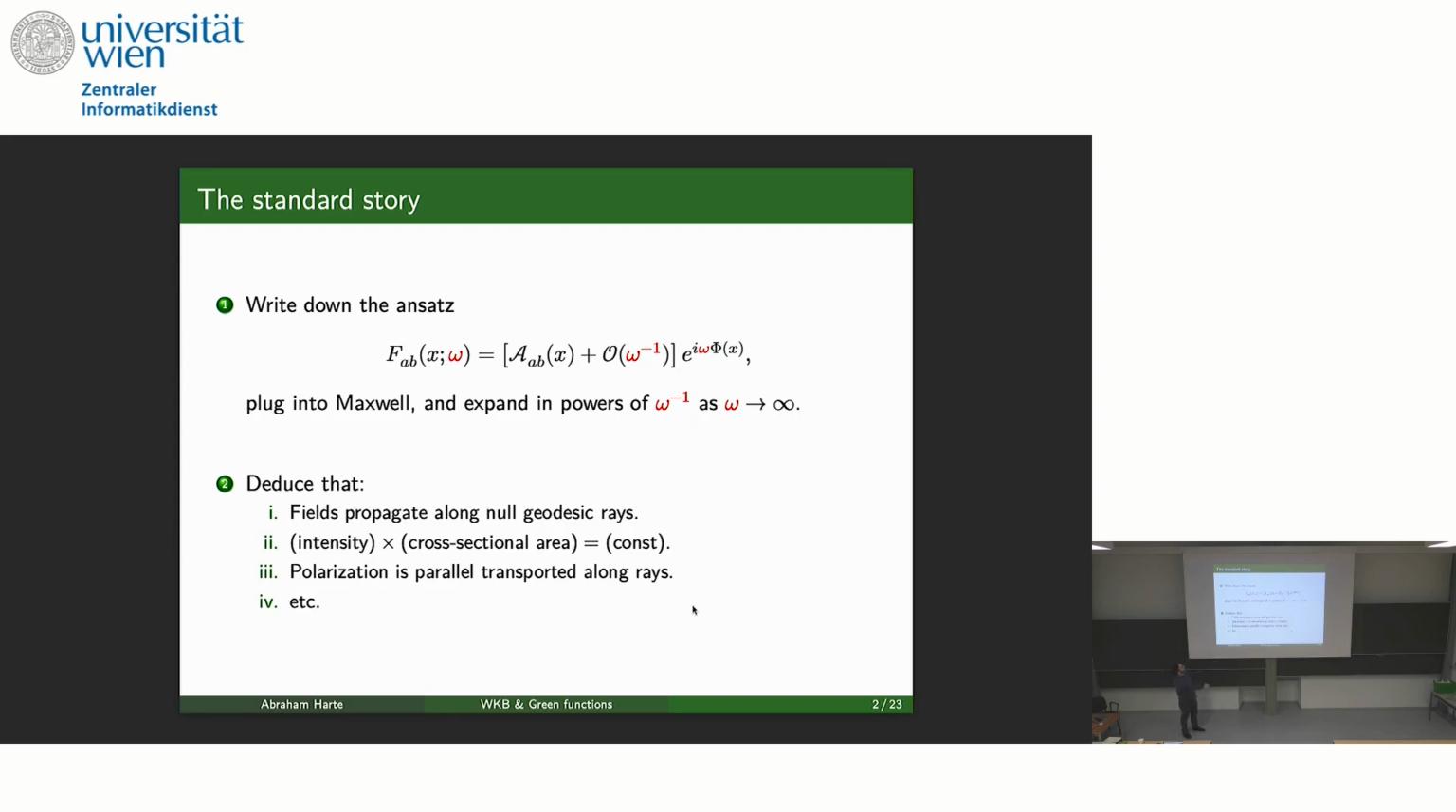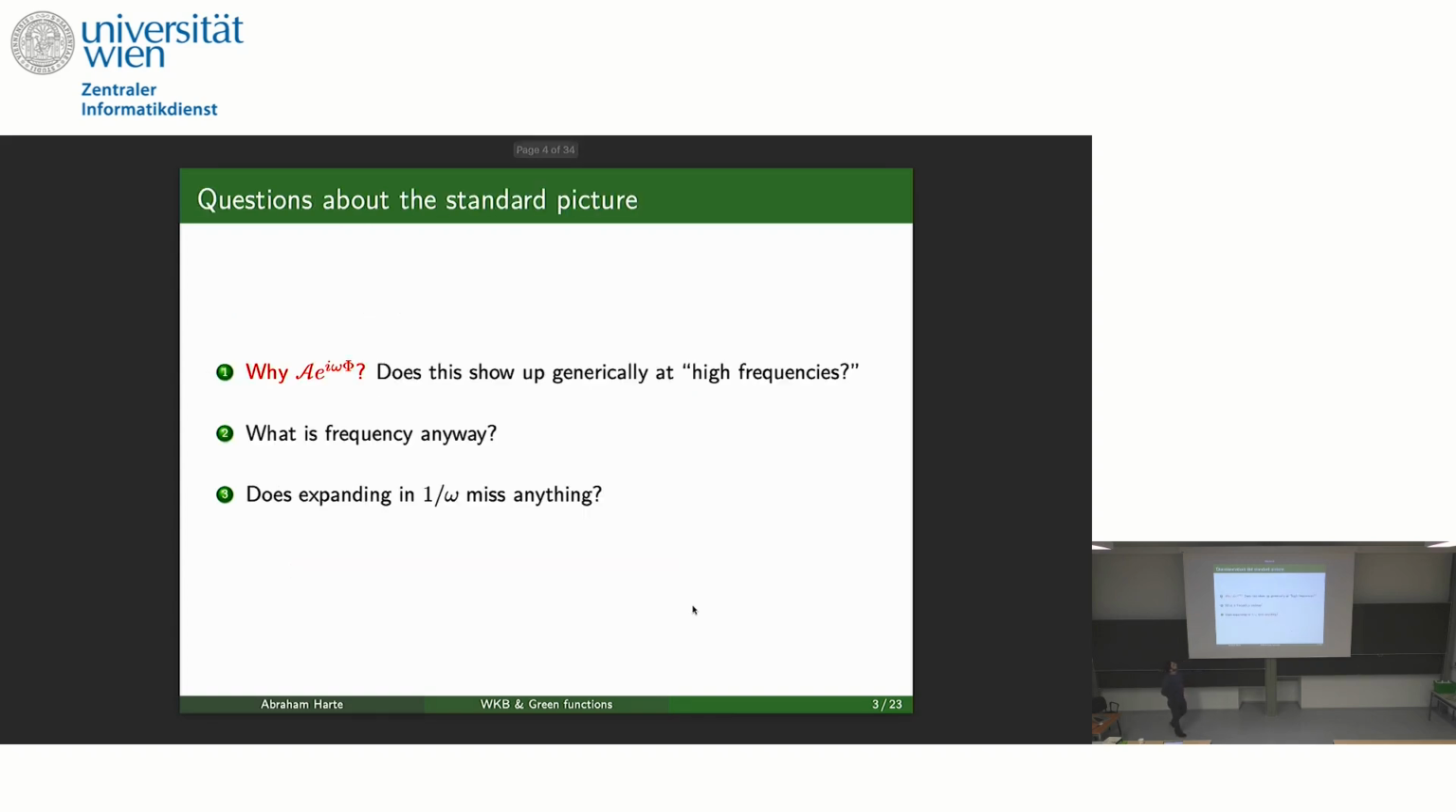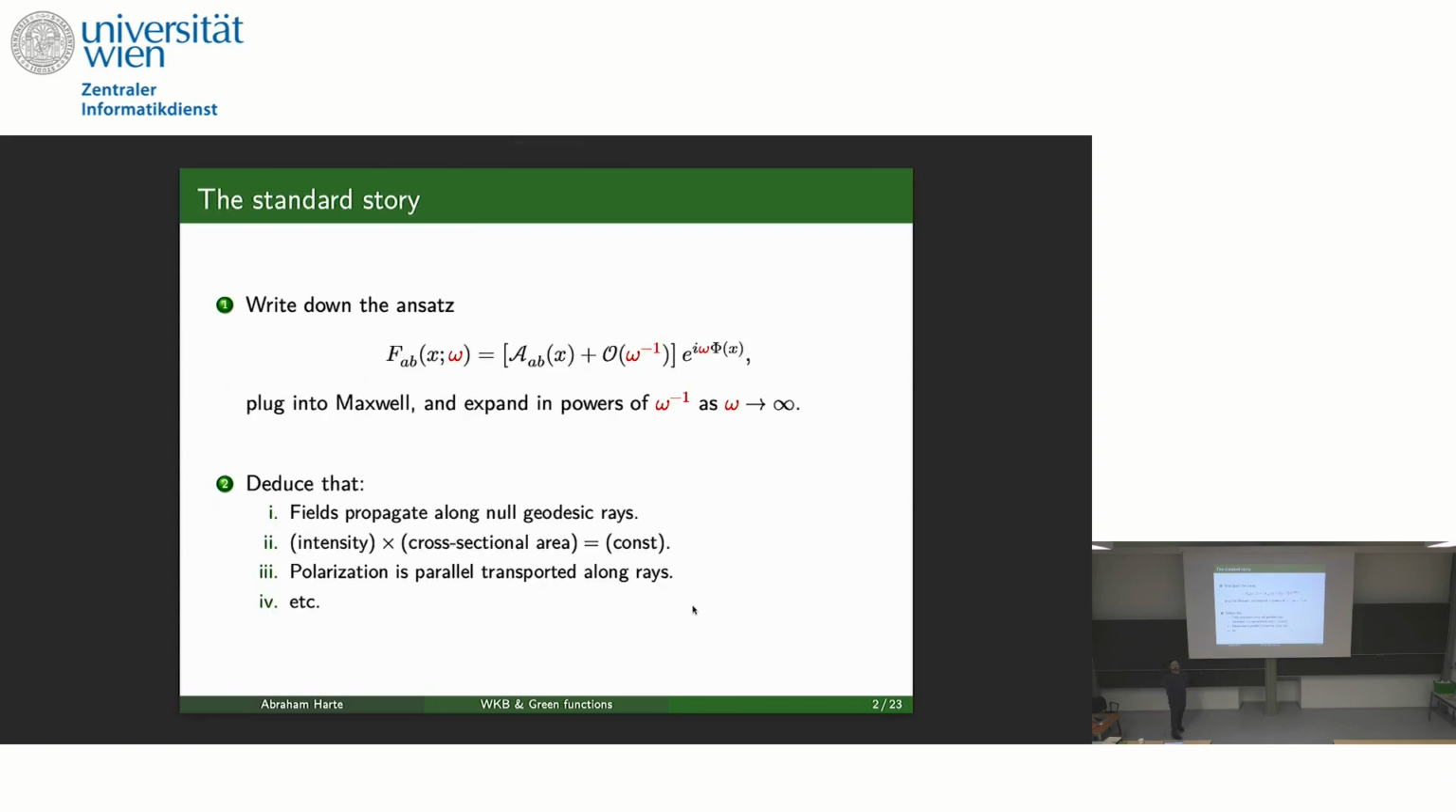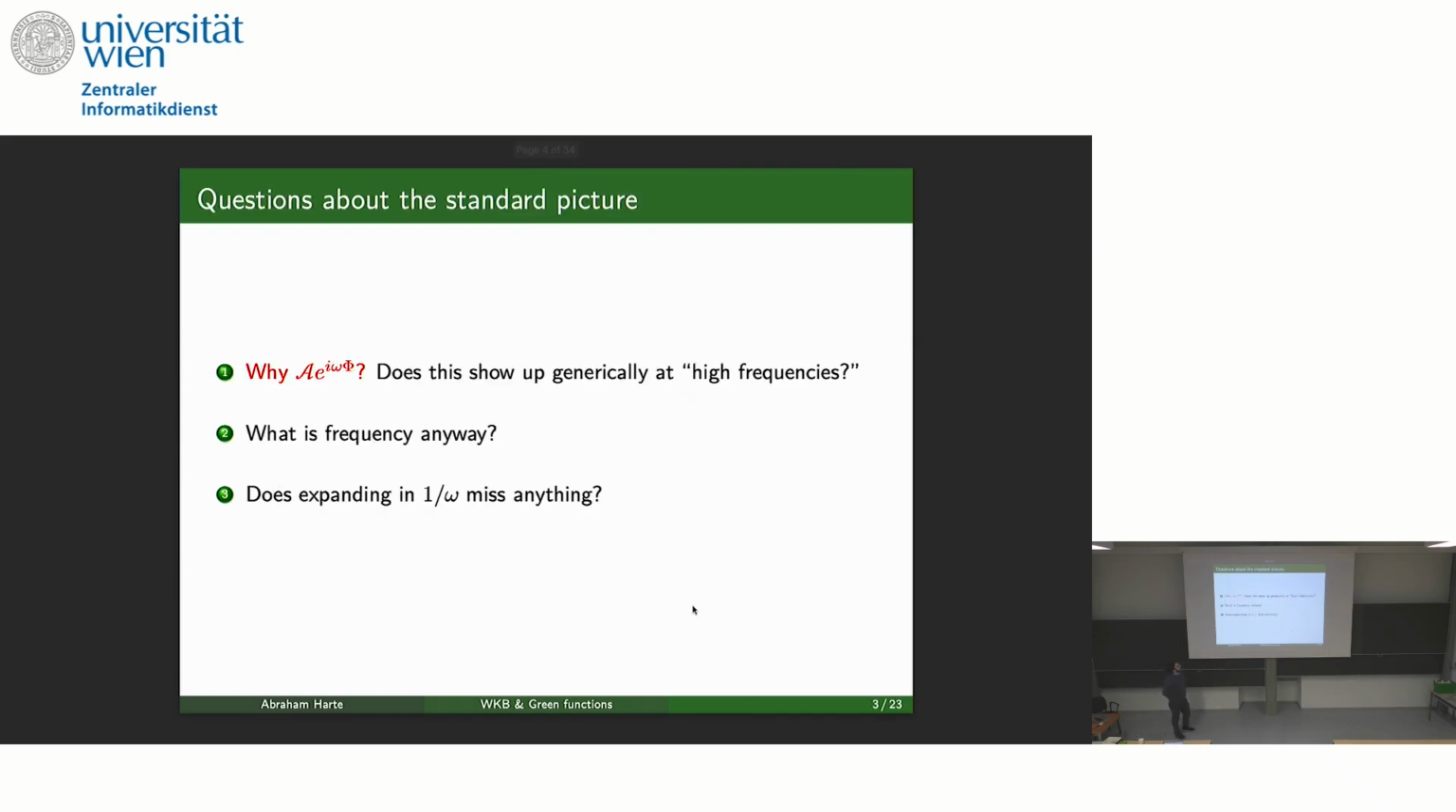So as long as your wavelength basically is small compared to all relevant length scales in your system, the standard story is that this should be fine. And there's nothing wrong with that, a priori. But you can ask a question, which is, where does this ansatz come from? Why do I care about that particular form of a field? So does this thing actually show up generically? Generically meaning in a wide range of physical systems that we actually care about. Does it show up generically at high frequencies? And another question you could ask is, well, what is frequency anyway? So this is not always an obvious answer.